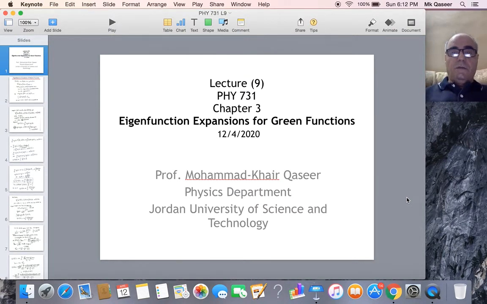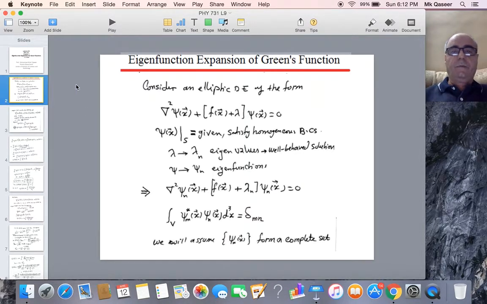This is Physics 731. In this lecture, we will discuss the eigenfunction expansions of Green functions. Now consider the elliptic differential equation given by del squared psi plus f of x plus lambda psi of x equals 0, and the boundary condition is that psi at the surface satisfies homogeneous boundary conditions.